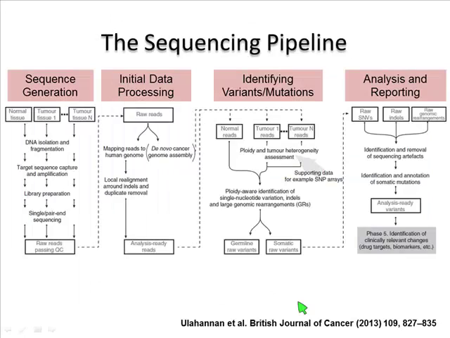Okay, so we've prepared a library, we've gone through the sequencing. What's the next step? The next step is actually the much more daunting step. And it involves several different processes. So the first steps we've already discussed, sequence generation, but then we have to go into initial data processing, go through and identify variants and mutations in the DNA, and then interpret those and provide a report.